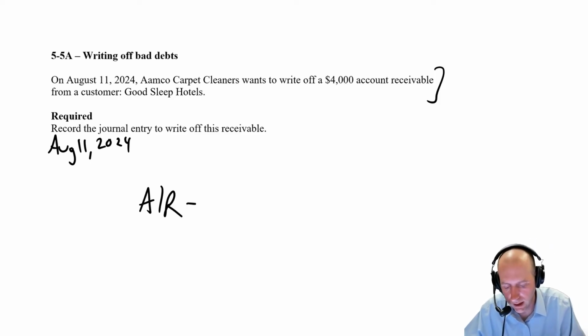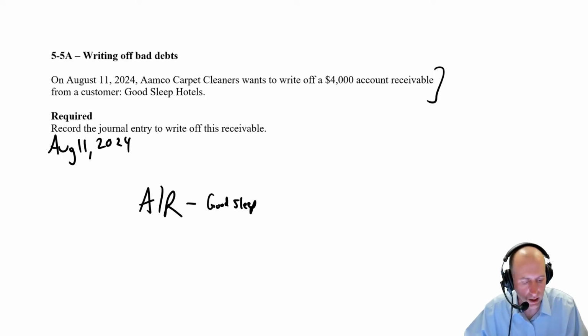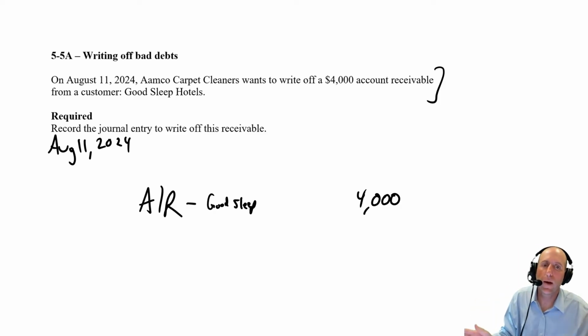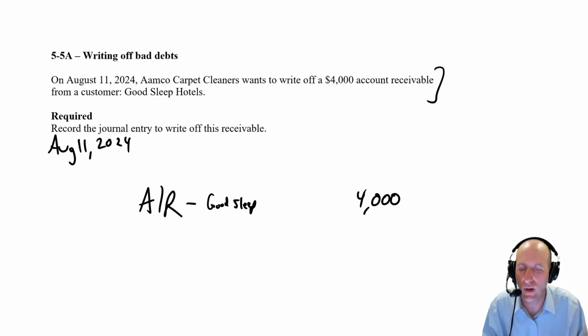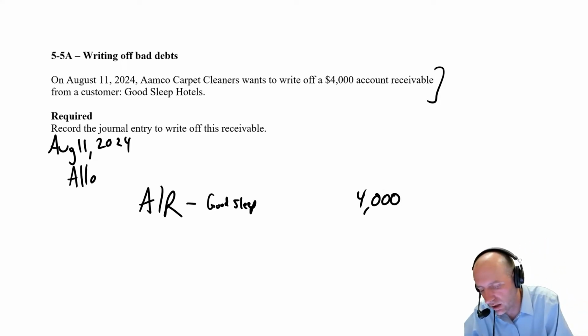So I credit AR, Good Sleep. Obviously, I'll credit that customer's AR. I'm saying I'm not going to see the money. Get rid of the AR. Now remember, when I want to get rid of the AR, I don't debit bad debt expense. I have to get rid of the AR by dipping into the allowance. So you debit the allowance for doubtful accounts.